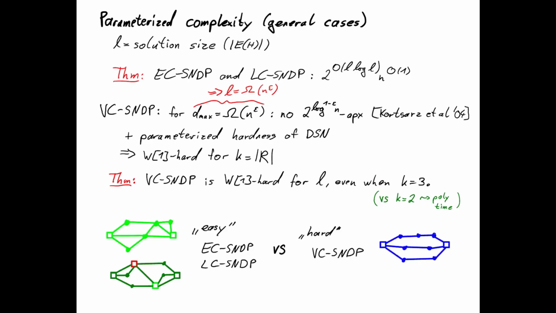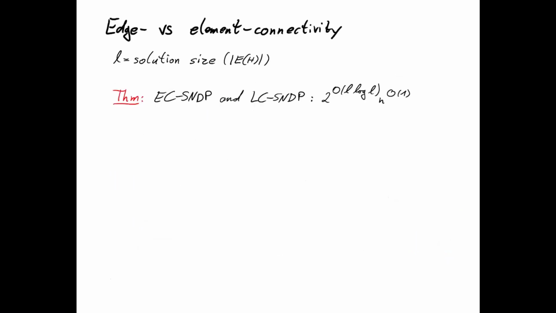Okay, so in some sense, we also find the same kind of complexity landscape in terms of this parameter as we saw for approximation algorithms. So edge connectivity and element connectivity are in some sense easy, while vertex connectivity is hard. Okay, so let's talk about the maybe main result, showing that edge connectivity and element connectivity are FPT parameterized by the solution size.